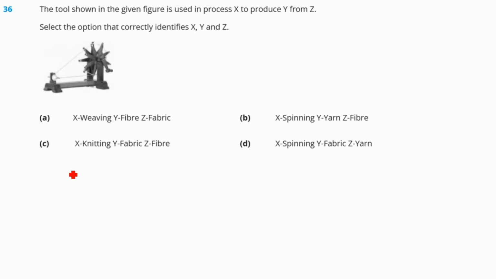Question number 36. The tool shown in the given figure is used in process X to produce Y from Z. Select the option that correctly identifies X, Y, and Z. This is a very popular machine that became popular during the independence movement of India. So this is a charkha, right? This is generally used for making thread. So process X is called spinning, to produce yarn, from Z, the fiber. So with the fiber, you are making the yarn by the process of spinning. So our correct answer is option B.